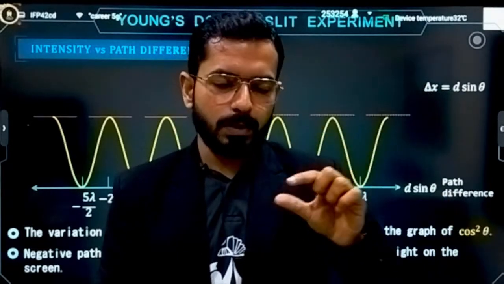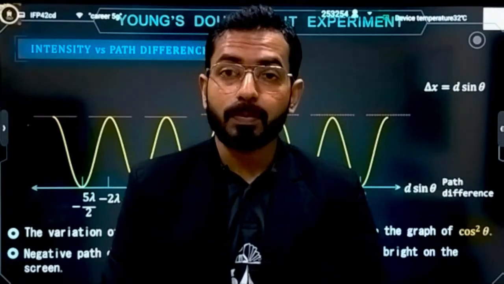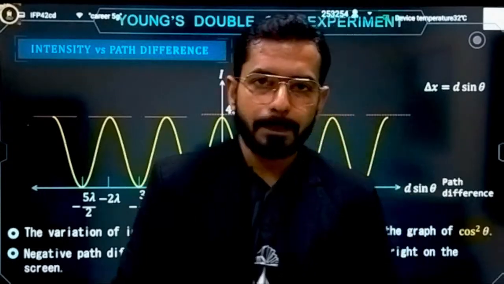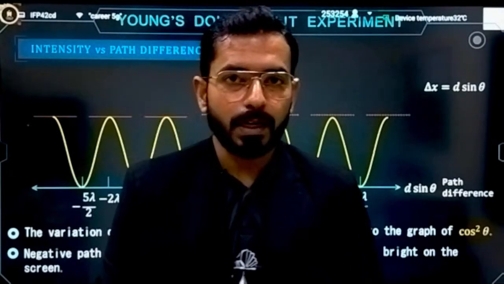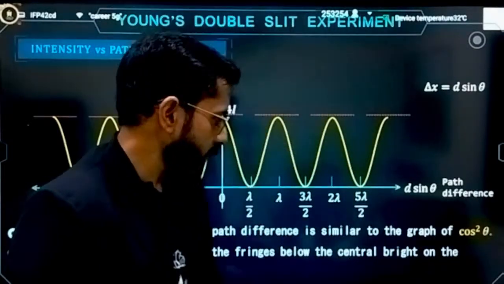And that's why we watch a pattern that, okay, it is a bright spot, it is a dark spot, bright spot, dark spot, bright spot, dark spot. This kind of pattern that we have observed on the screen. Everything is connected. Is it clear? Chalo.